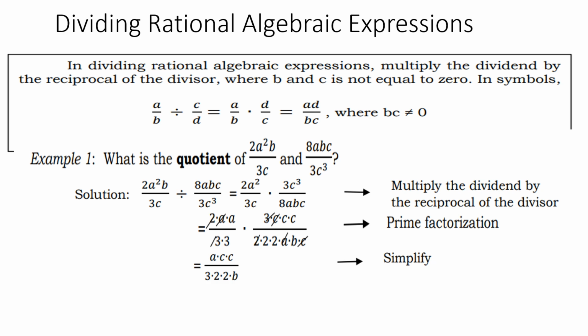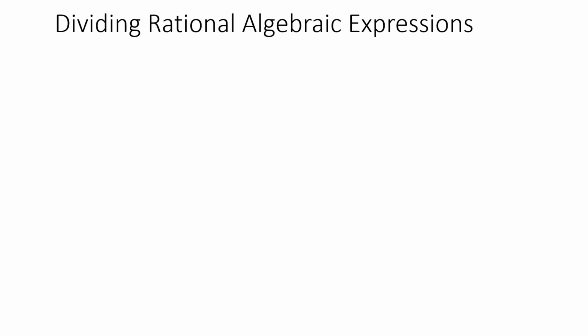So, anong bilin sa ato numerator? We have A and C times C. And in our denominator, we will have 3 times 2 times 2 times B. Simplifying it further, we will have AC squared over 12B. That is our final answer. Let's proceed to our second example.